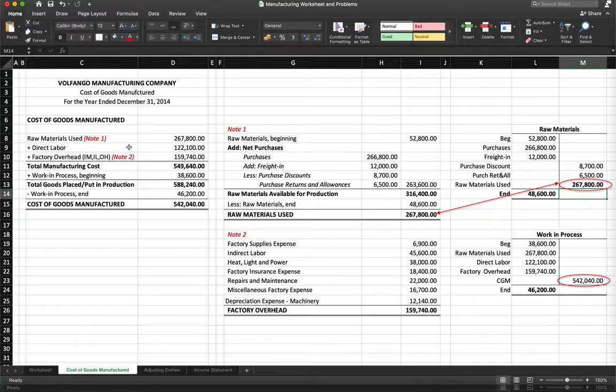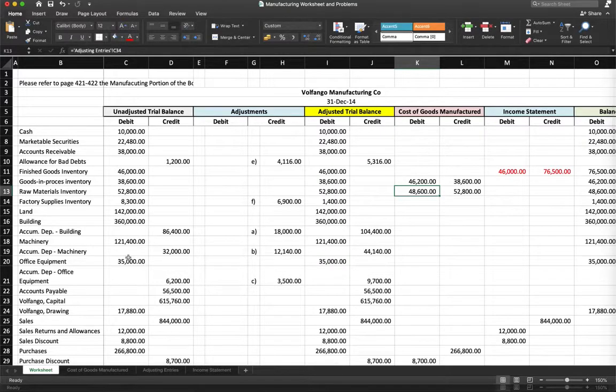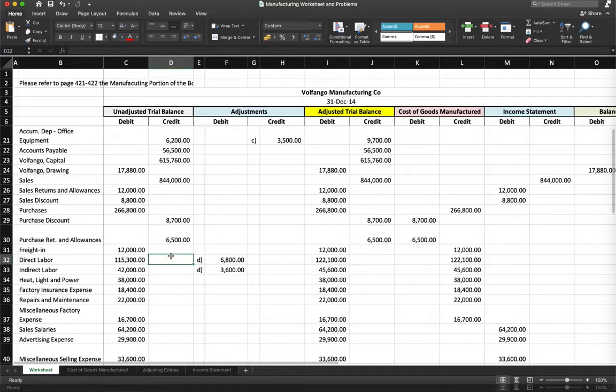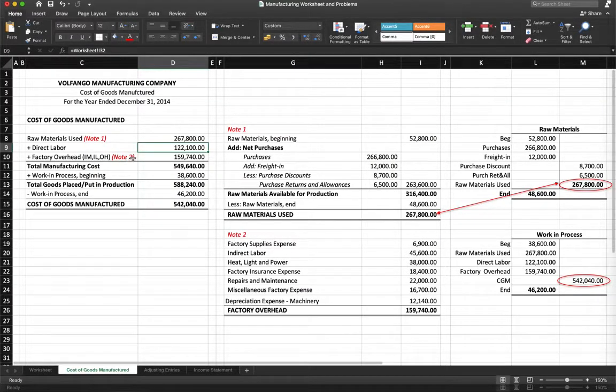Ano na lang next? Direct labor. Saan natin nakuha yung direct labor? Doon sa adjusted balance ni direct labor sa worksheet. Remember, we have direct labor unadjusted, plus yung adjustment natin na meron pa daw unpaid na direct labor. Kaya meron tayong 122,100. Ano pa? Factory overhead. Ito yan, kinompute natin. Ano ulit yung kasama sa factory overhead? Indirect materials, indirect labor, and other overhead expenses.